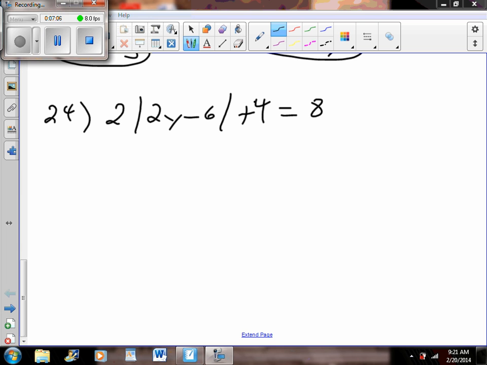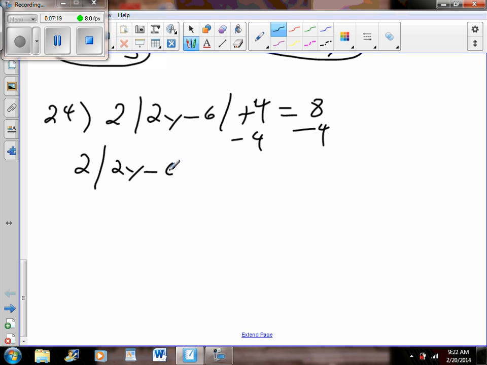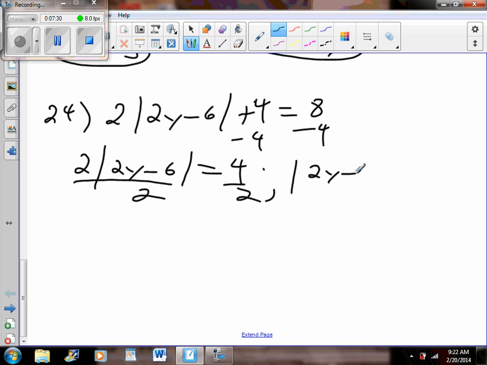All right? 2 times absolute value, 2y minus 6 plus 4 equals 8. All right? Let's get the absolute value by itself. First thing I'm going to do is subtract 4 from both sides, which will yield this, right? Divide by 2. And that's going to give me absolute value of 2y minus 6 is equal to 2. Now I'm ready to generate my two equations. Not until I've done this am I ready.